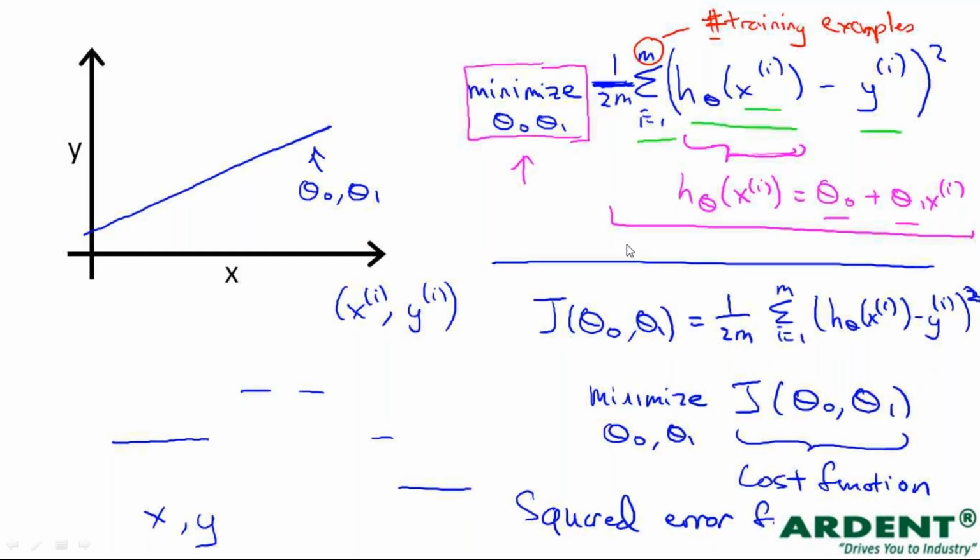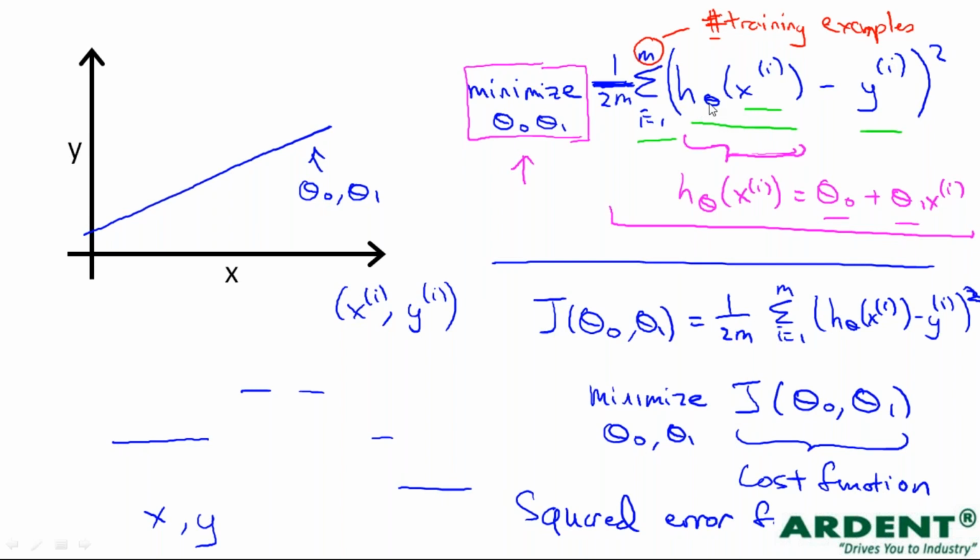Now one more question arises. If this is the prediction line, and we have some value of theta 0 and some value of theta 1, we need to minimize the values of theta 0 and theta 1. Why? So that we get the least error.